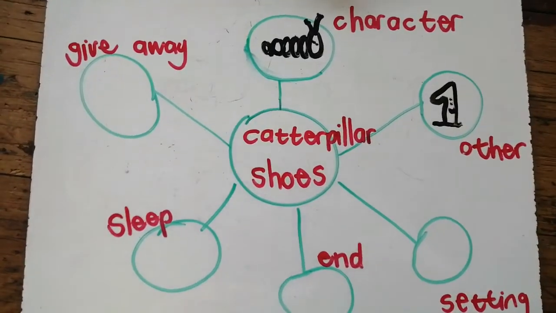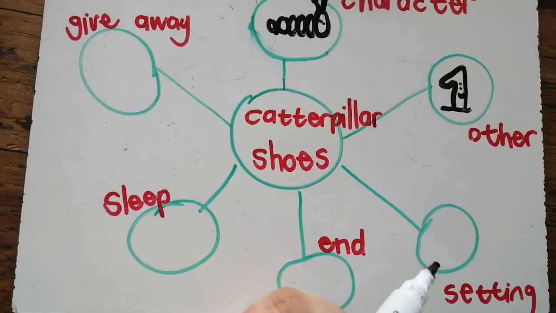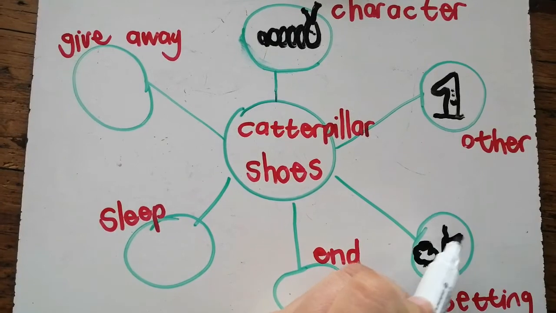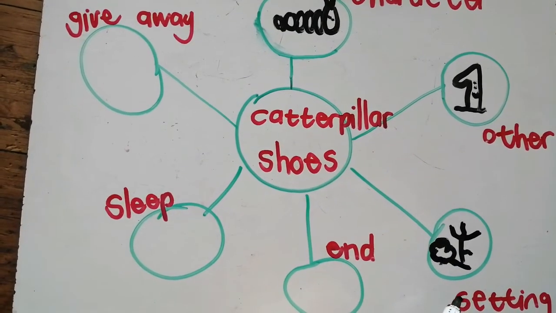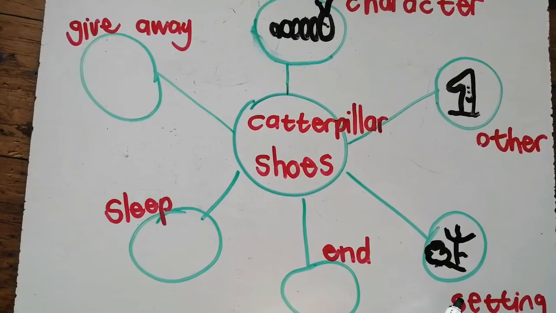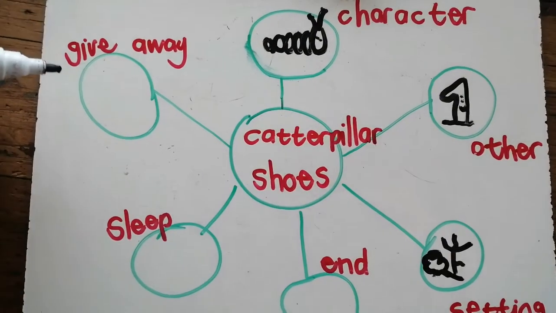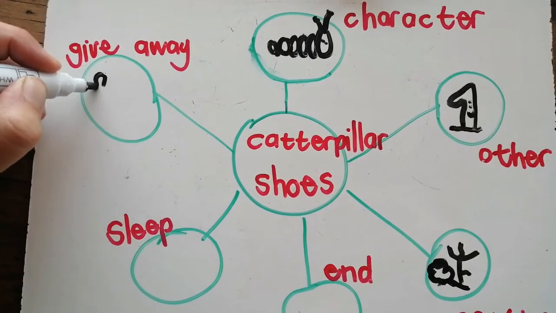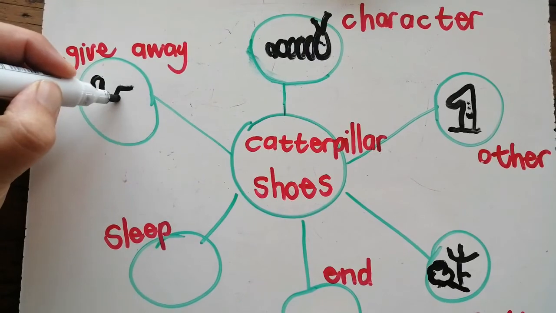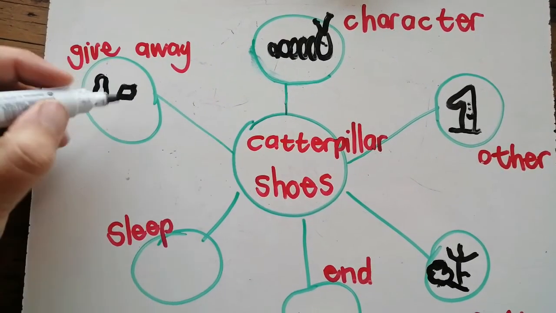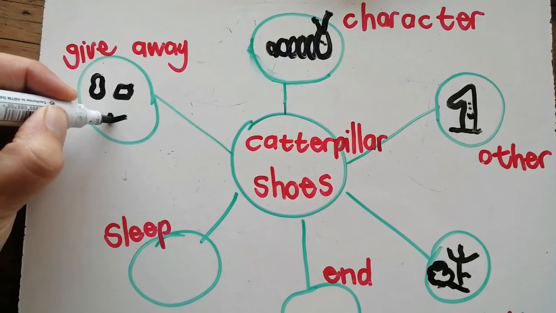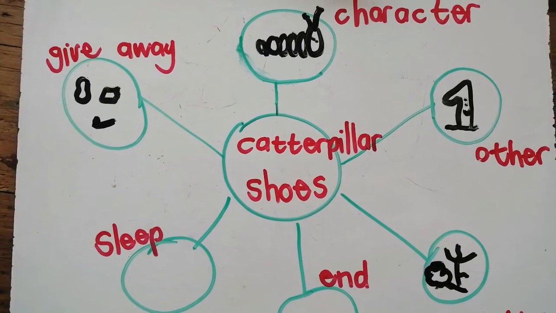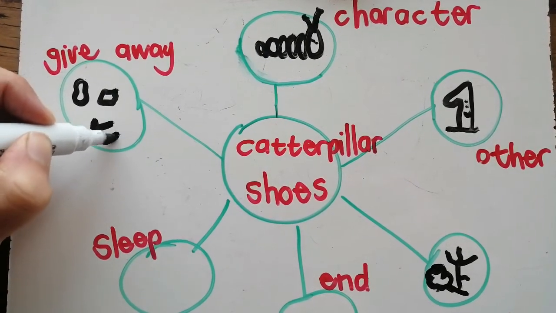Then the setting. Do you remember what the setting is? The setting is where the story takes place. So I'm going to draw a bush and some sticks and then some leaves because our story took place in the forest. Then I ask, what did the caterpillar give away throughout the story? He gave away his clogs, and he gave away his running shoes, and he gave away his little slippers. Remember, and then the spider said they make her feet warm as toast.